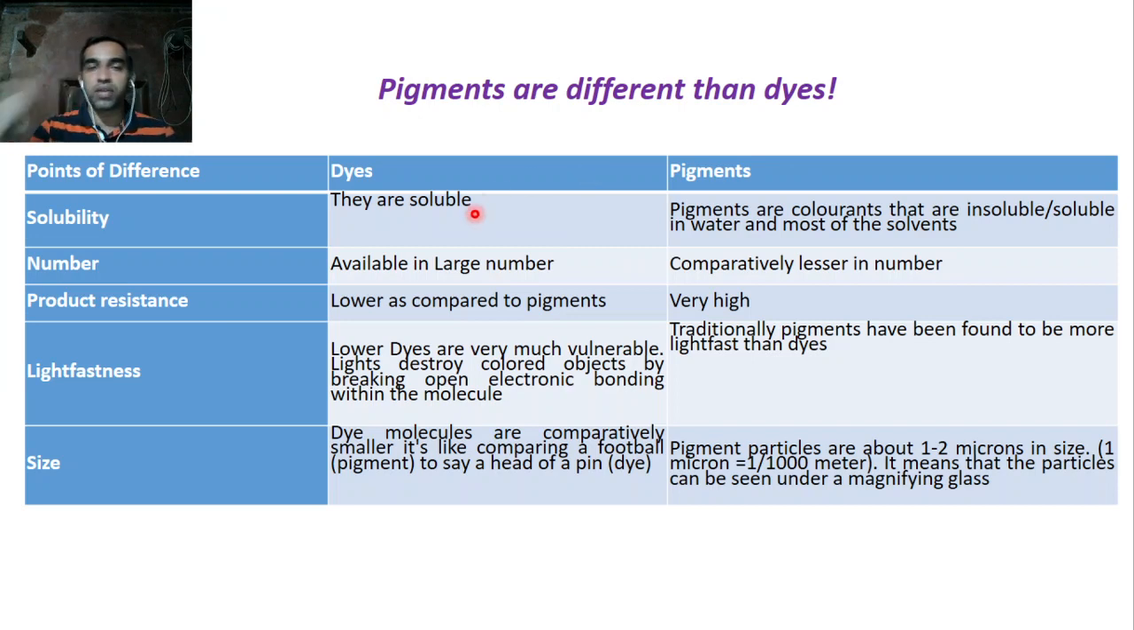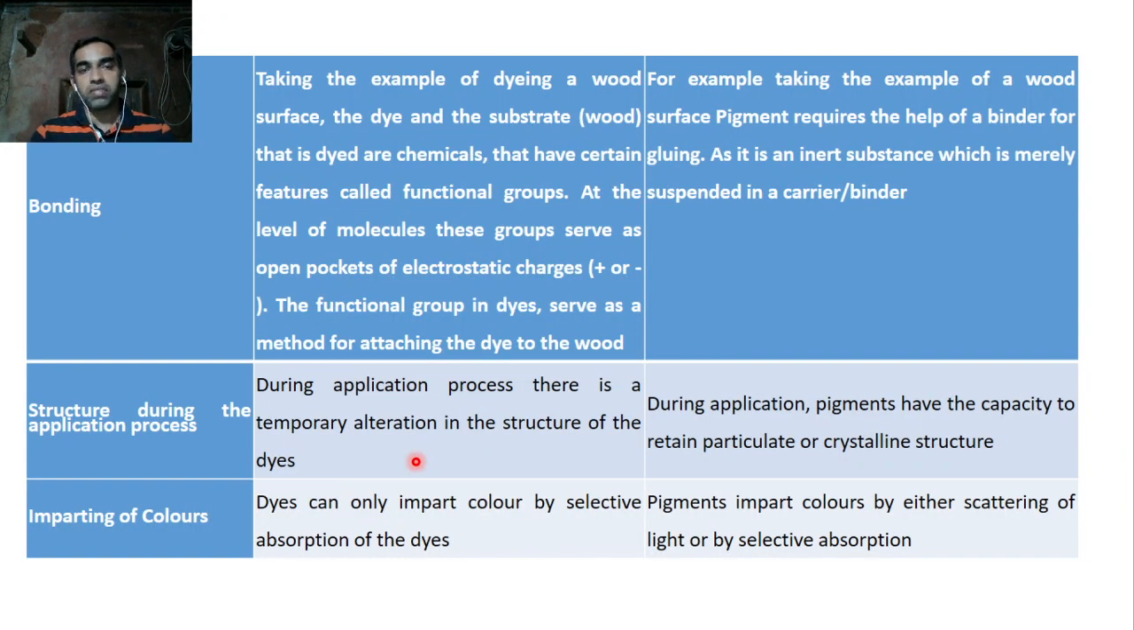Dyes are different than pigments, and you can see there are some differences. Dyes are available in large numbers, both synthetic and natural, while pigments are lower in number as compared to dyes. There are many differences. Dyes undergo a temporary alteration in structure when applied to a particular substance, maybe cloth, but pigments have the capacity to retain their particular structure.